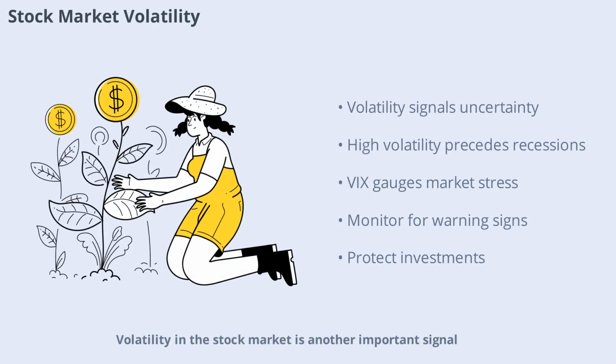Volatility in the stock market is another important signal. When prices swing wildly, it's a sign that investors are uncertain about the future. High volatility often precedes recessions as fear and uncertainty drive rapid changes in stock prices. Economists and investors watch volatility indexes like the VIX to gauge market stress. If volatility rises sharply, it's a warning that trouble may be ahead. By monitoring volatility, you can stay ahead of economic shifts and protect your investments.